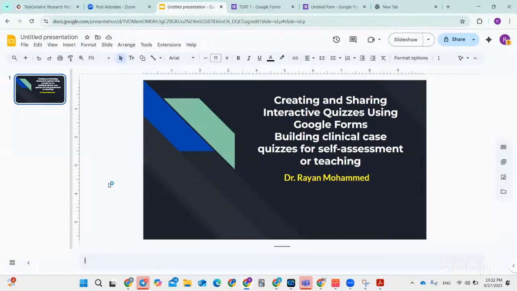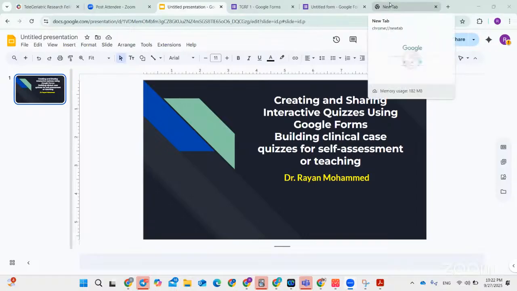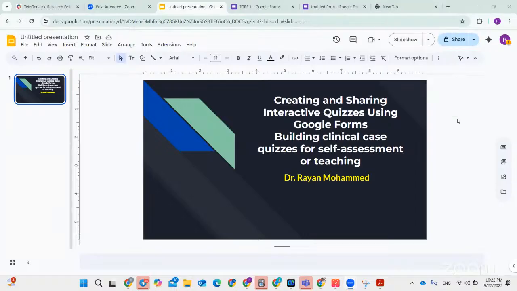Today I am going to share how to use Google Form to make a quiz. I think most of us use Google Form in our daily research activity, in making questionnaires and so on. So today we are going to mainly discuss how to improve the use of Google Form for our teaching purposes.